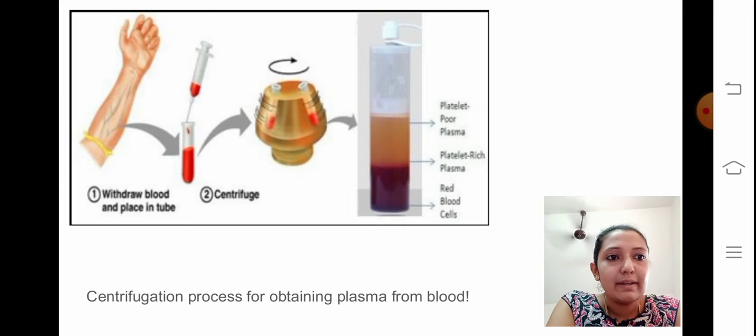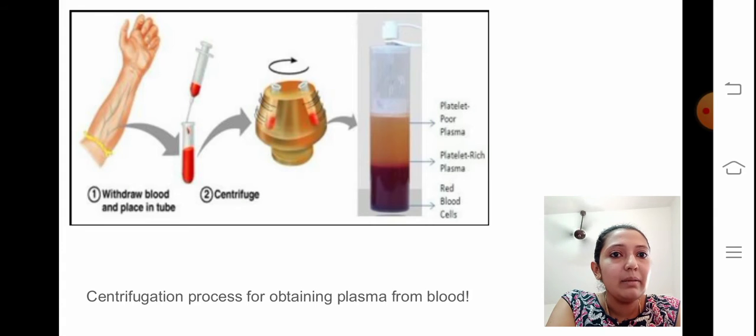So, first, in order to understand this process of plasma therapy, let us know about the centrifugation process and how this plasma is obtained in the centrifugation process. Let us see. Withdraw blood and place it in the tube. Once the blood has been collected from the patients who have already recovered from the infection, and the antibodies for the infection are already present in the plasma, that blood, after the collection from the patient, is subjected to the centrifugation process.